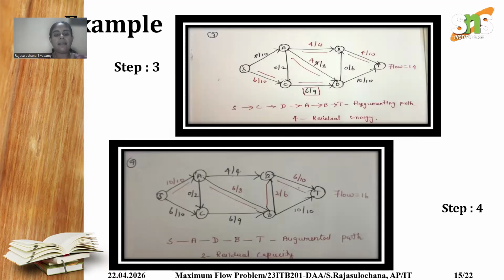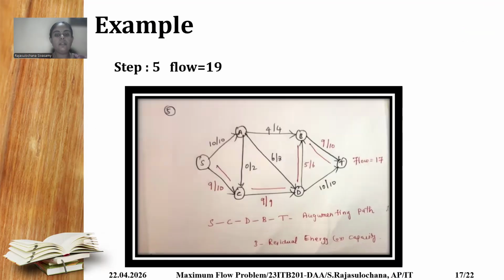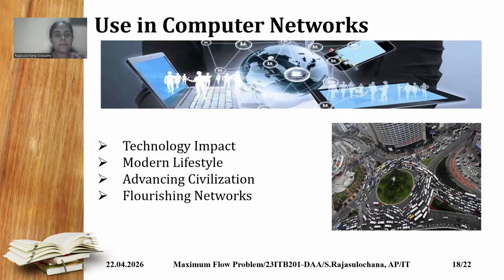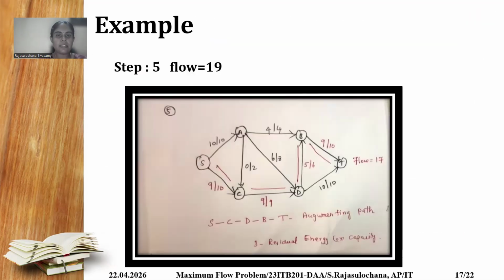And next we choose SADBT where the flow permitted is 2. And the last possible path that we choose is SCDBT, where the flow permitted is 1. We still have paths left like SCDBT, where the flow permitted is 1, which we have seen earlier. So the final augmenting flow is 17.